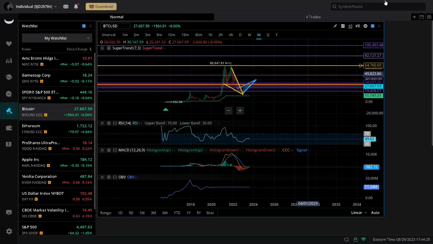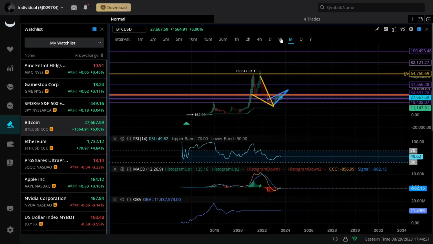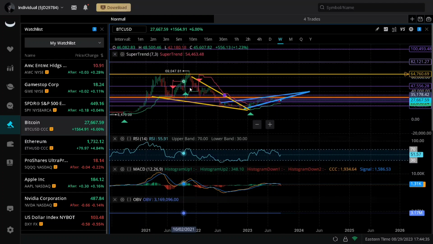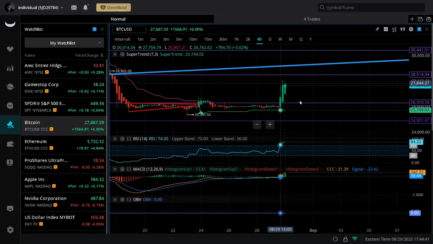So if we go ahead and look at the SuperTrend on the weekly time frame, you guys will see that we have buy signals that normally correlate with much larger movements to the upside. You can see this buy signal here, this buy signal here, and this buy signal here, correlating with a larger move to the upside. And Bitcoin has also pulled off a major reversal.